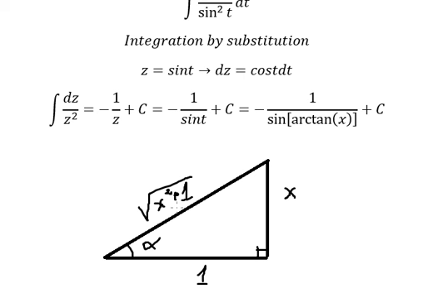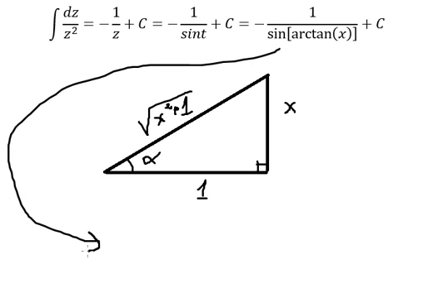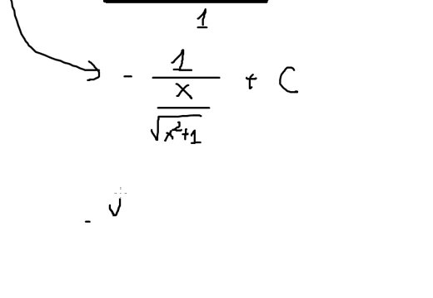So if we put sine here, you will have negative 1 over s divided by the square root of s squared plus 1. And this one will go to the numerator. And this is the final answer of the question in here.